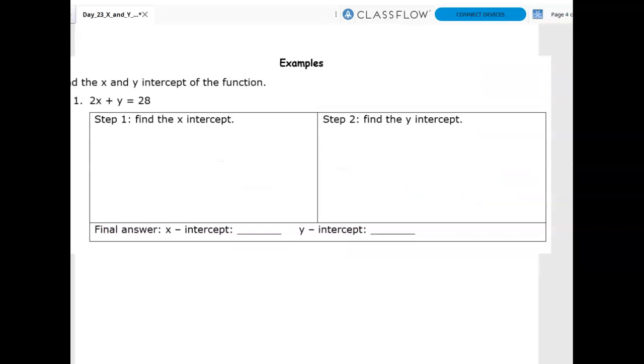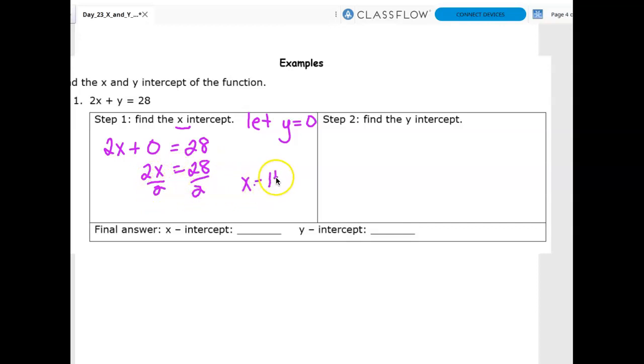Okay, so the first example says find the x-intercept. Because we're looking for the x-intercept, I'm going to let my y be 0. Think about the opposite here. If I let my y be 0, I take the example 2x plus y and plug in 0 for y. So I end up with 2x plus 0 equals 28. Now I just solve for x. So 2x is equal to 28, and then I divide by 2, and my x is equal to 14.